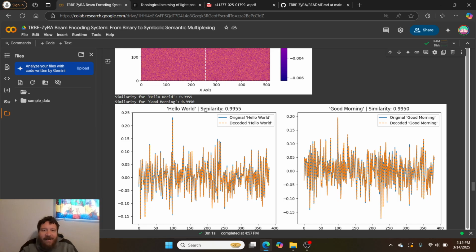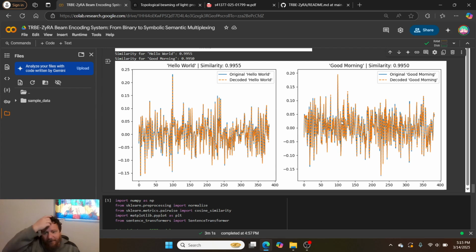It's 99.55%, basically, and 99.5% is what you see here. You can see the slightest bits of deviation within the similarity matrices, little bits of blue poking out here, because it's 99.55 and 99.50. But still, it's almost 100% perfect accuracy, and it comes out as "hello world" and "good morning."